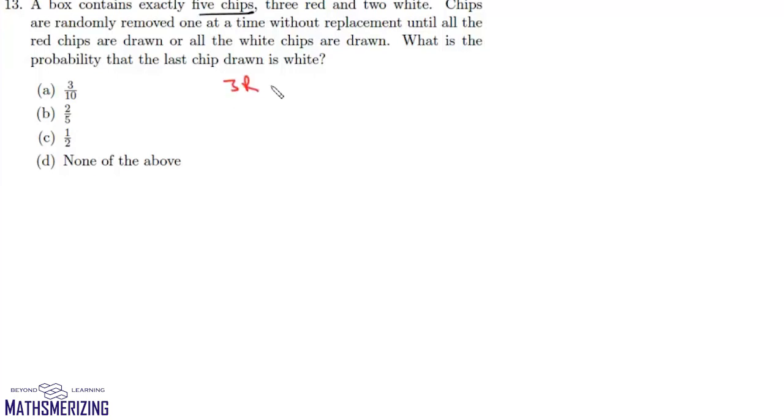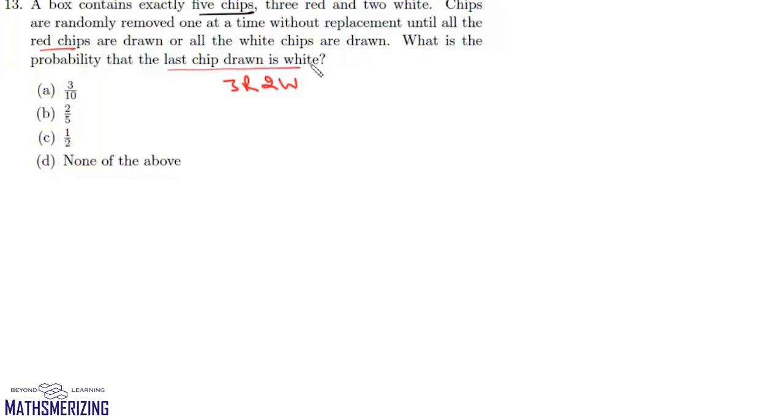Now question number 13 says a box contains exactly 5 chips, 3 red and 2 white. Now it says chips are randomly removed one at a time without replacement until all the red chips are drawn or all the white chips are drawn. What is the probability that the last chip drawn is white?